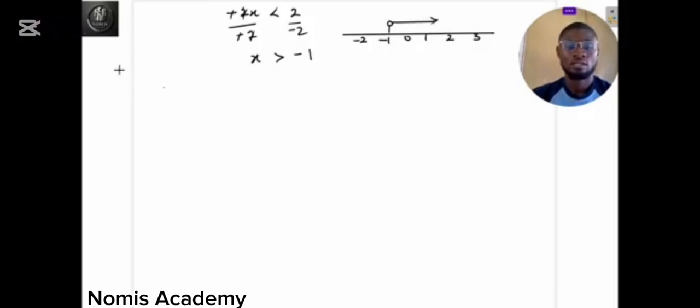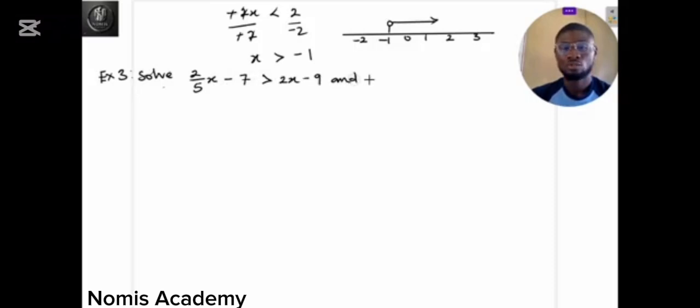So let's take the third example. Example number 3 says solve 2 over 5x minus 7 greater than 2x minus 9 and show the solution on a number line. So let's get into the solution first.